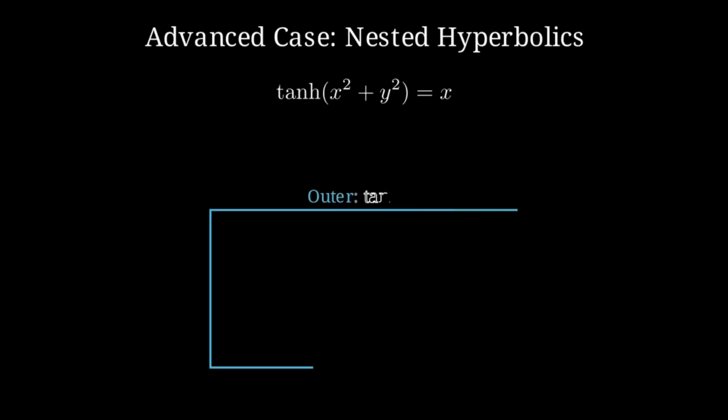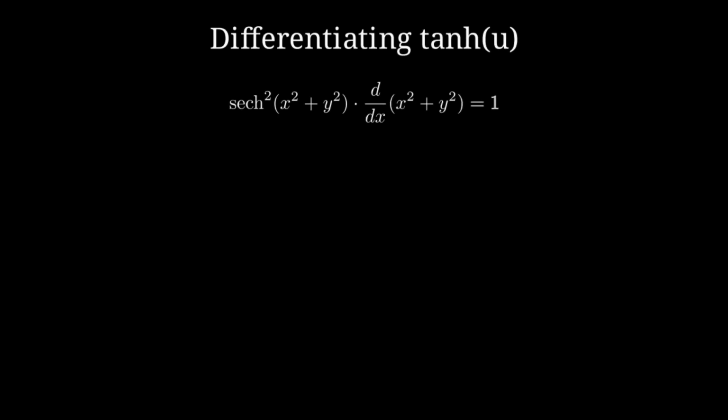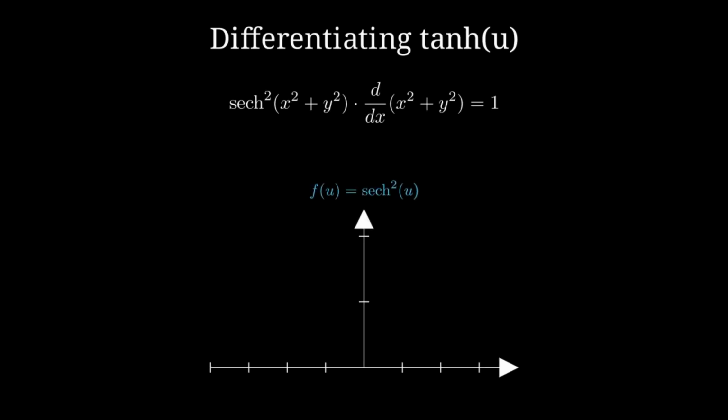Consider a more advanced case involving the hyperbolic tangent. Here, the argument is a circle equation, x squared plus y squared. This will require nested applications of the chain rule as we differentiate the inside of the tanh function. The derivative of tanh is sech squared. We keep the inner argument the same, then multiply by the derivative of that argument. On the right side, the derivative of x is simply 1.